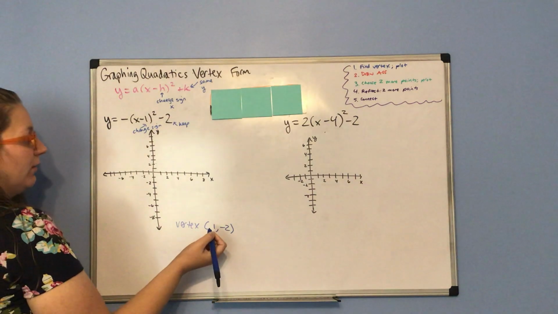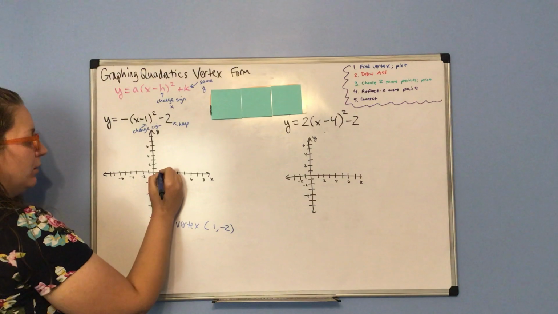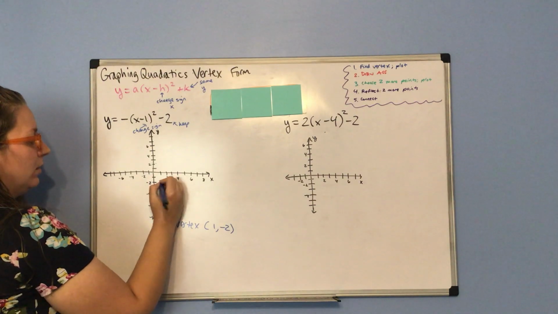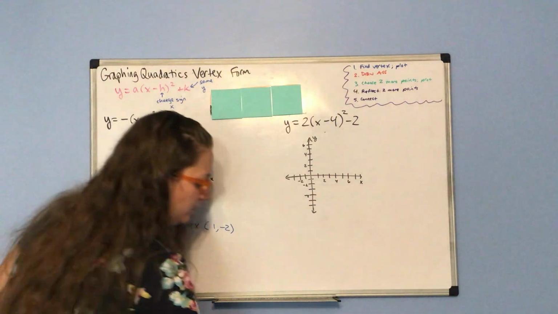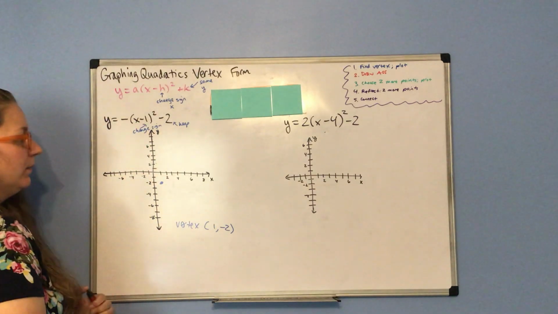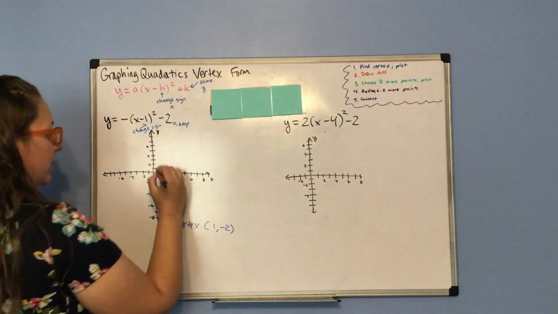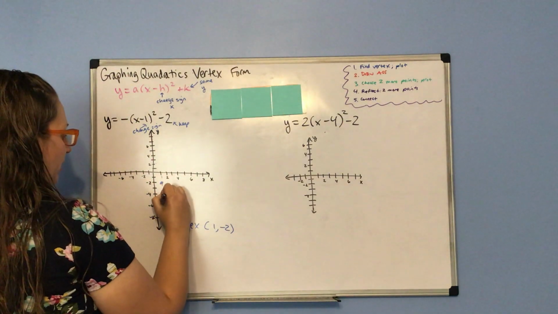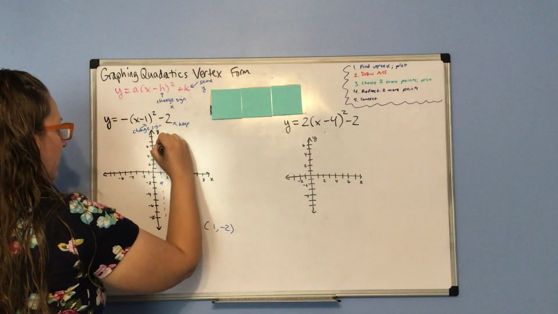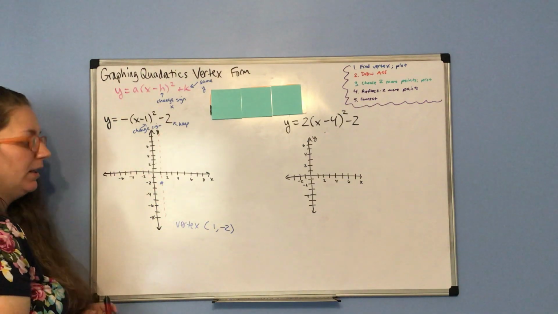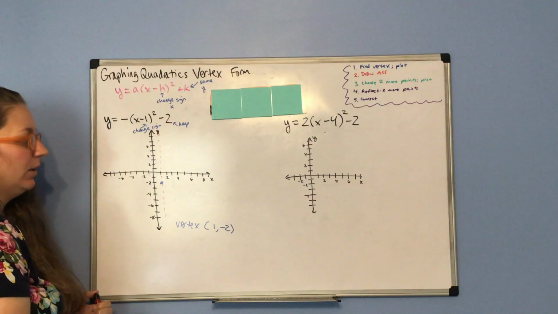I'm going to go ahead and graph that. x is positive 1, y is negative 2. That goes right here. From here, I'm going to go ahead and draw my axis of symmetry in. Remember, that's the imaginary vertical line that goes through my vertex. We'll get back to that in a second when we go to reflect.